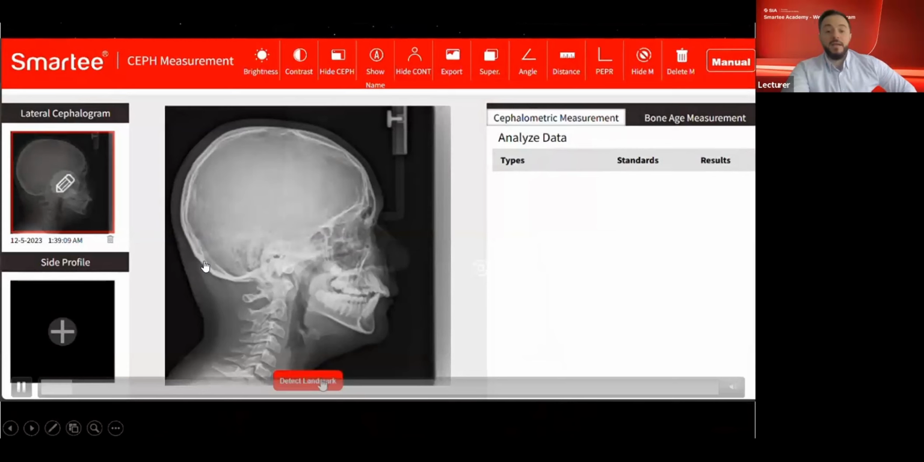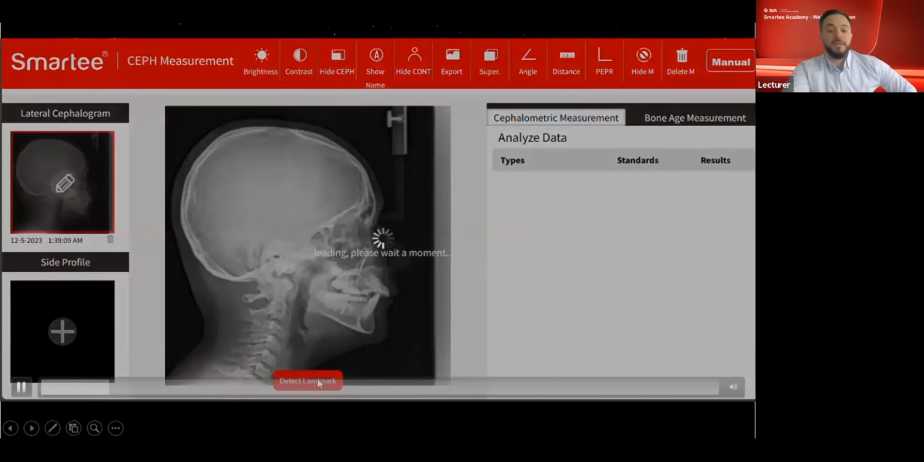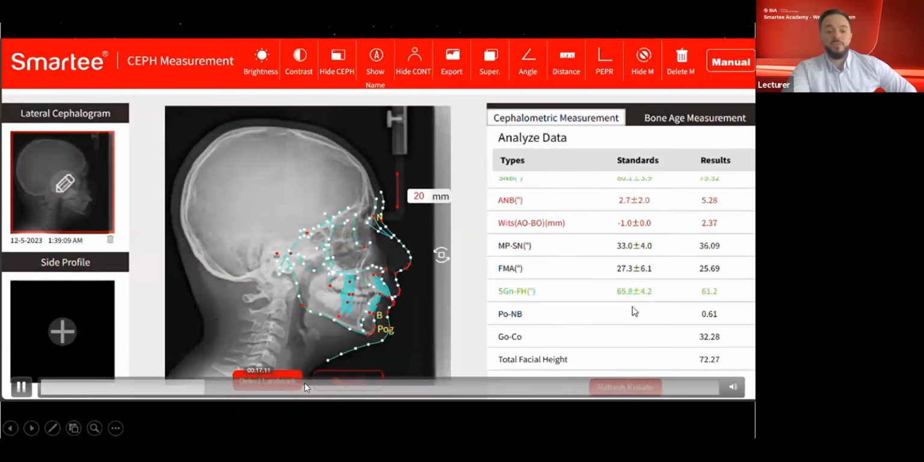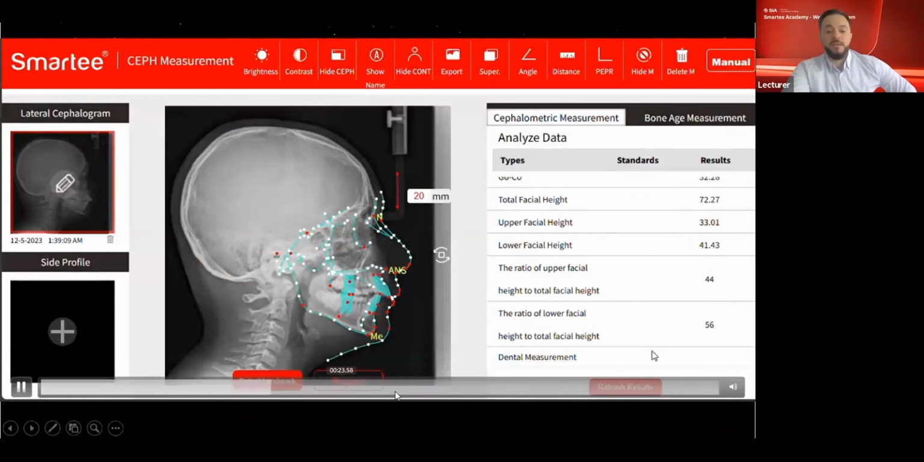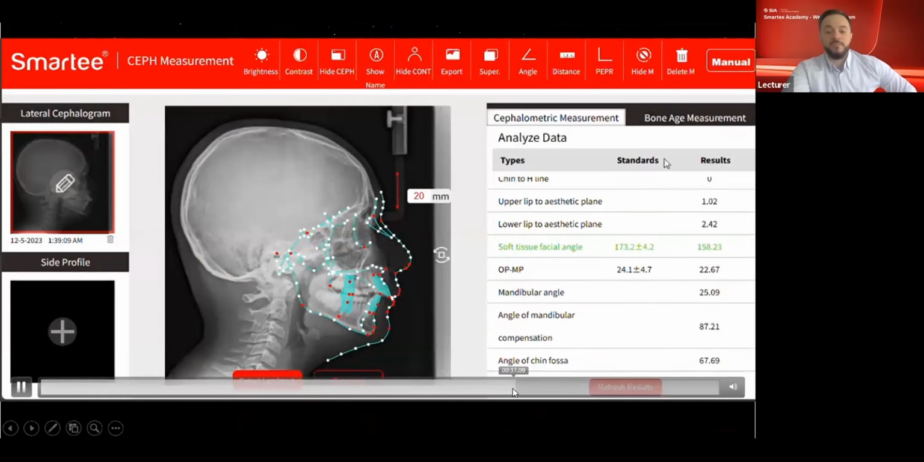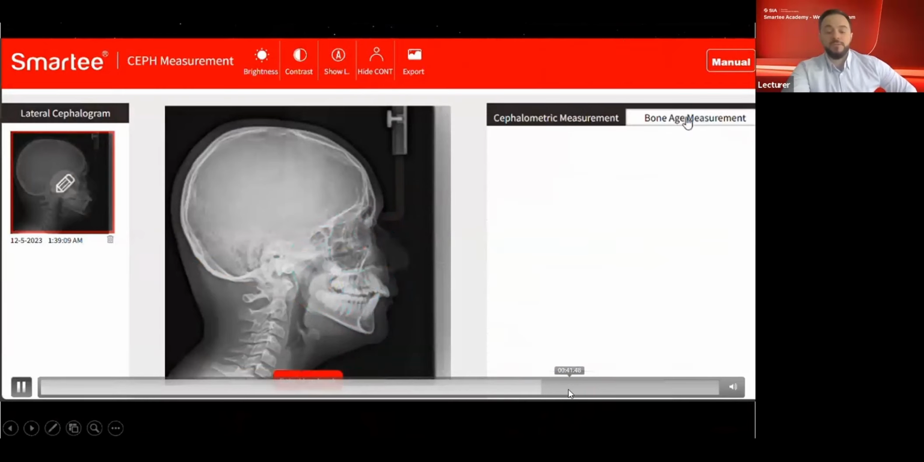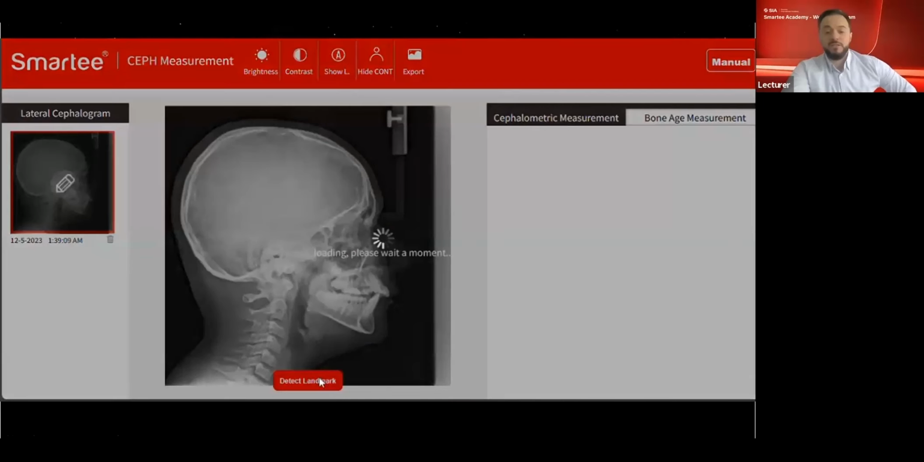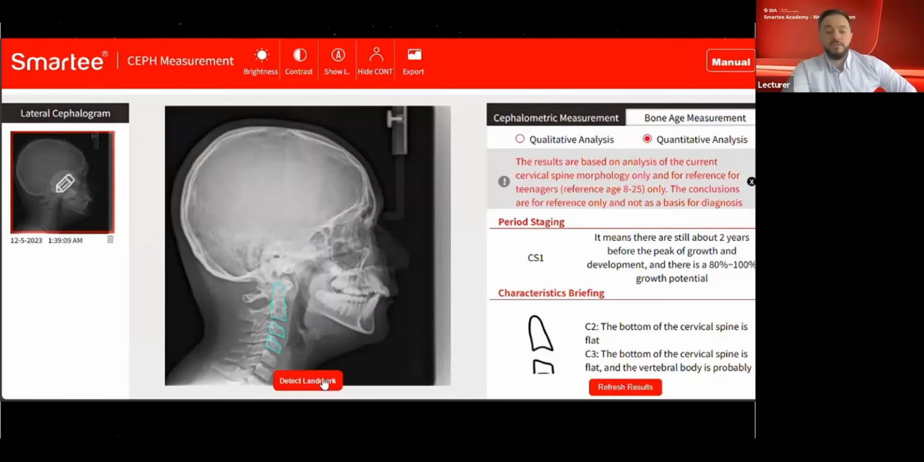And by using Smartee staff measurements, we can upload the x-ray and see all the angular and linear measurements that we want. We can also see the soft tissue measurements. Moreover, there is an option where the bone age can be detected for this patient based on the cervical vertebrae stages.